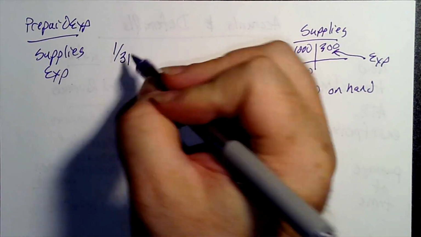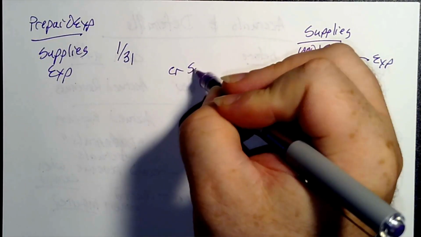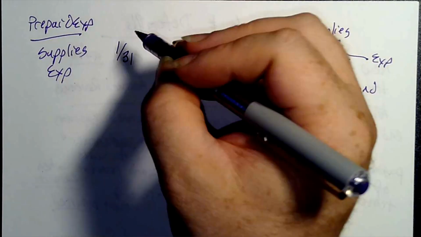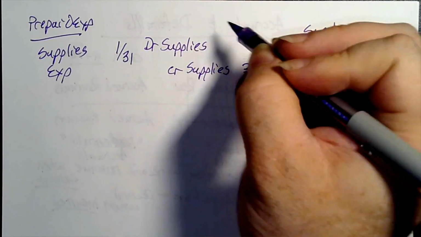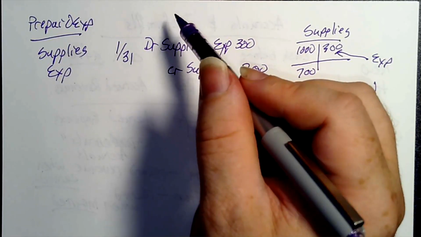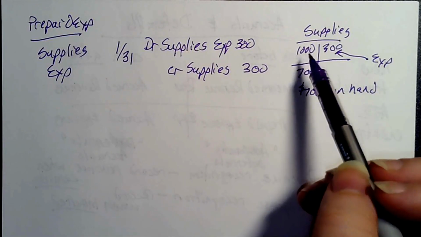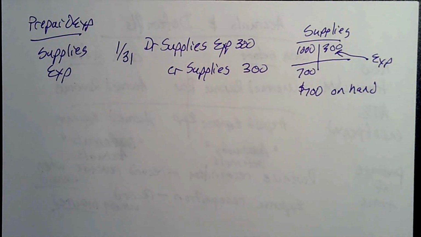At the end of January, we went in and counted, and we said supplies went down by 300. And that's because we used them up. We have a supplies expense. Now notice I don't have the cash happening first. It did. We bought the supplies at some point. We just don't know specifically when. But definitely the expense happens at the end of the month. So this is an example that's used in the homework and is one that I'm explaining here.